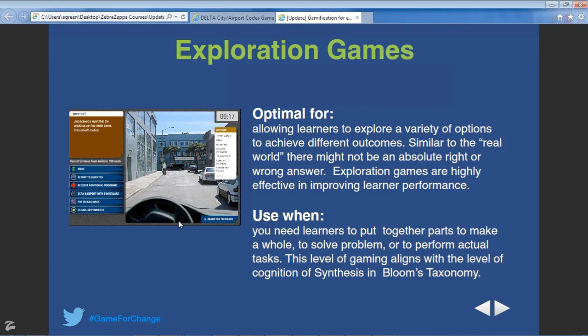Okay, I'm going to go back over to the presentation, and we're going to move over to the next level up, and that is the exploration game. So, exploration games are when we're looking for the opportunity to reframe, to evaluate, to judge, to summarize, to assess, to estimate, you know, those kinds of Bloom's verbs. And they are nonlinear branching games. They might have multiple outcomes based on decisions.